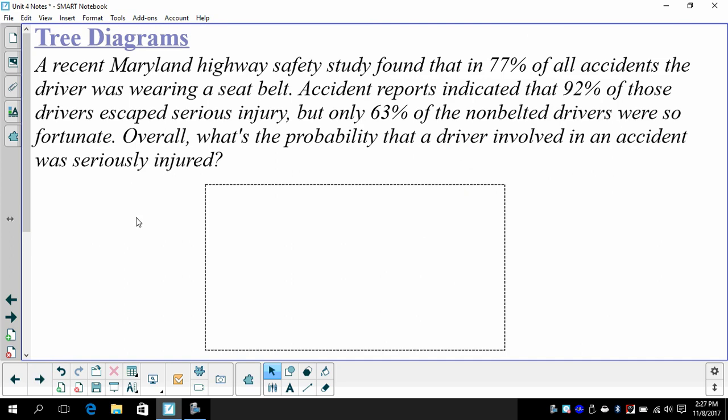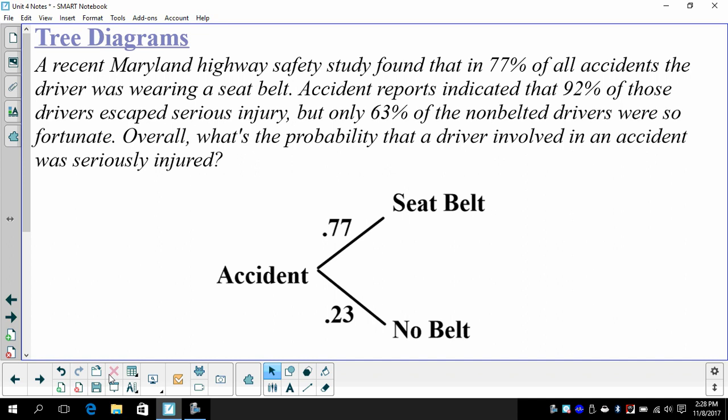Okay, the only other thing I want to talk about here is using tree diagrams to represent probabilities and answer questions. So we've already used Venn diagrams, we've used contingency tables, and now we're going to use tree diagrams. So here we have some highway safety studies saying that in 77% of all accidents, a driver was wearing a seatbelt. And so that means that in 23% of the accidents, the driver was not wearing a seatbelt. So we can start building our tree. Accidents are what we're talking about, and we can break them up into subgroups: wearing a seatbelt, not wearing a seatbelt. And I've labeled their probabilities.